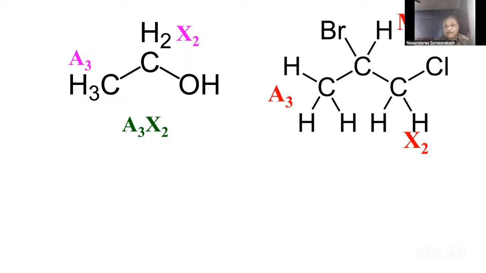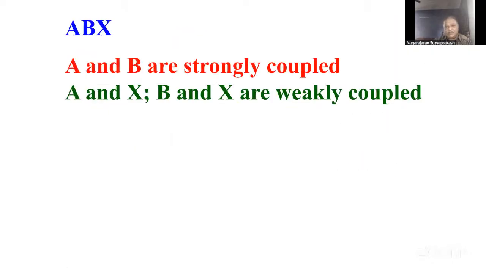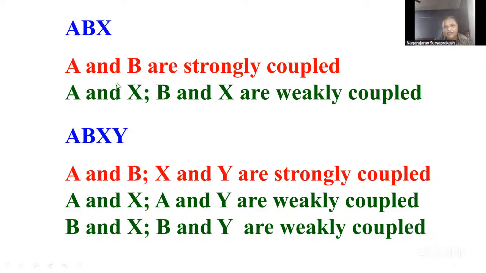Like that, you can start talking about varieties of spin systems. We can have AB, ABX, for example. I'll take one example. Here, A and B are strongly coupled. A and X are weakly coupled. B and X are weakly coupled. Three spins are there. Two are very close in chemical shifts, and X is far away. And between A and X and B and X, there is a large chemical shift difference. And this type of spin system is called ABX.